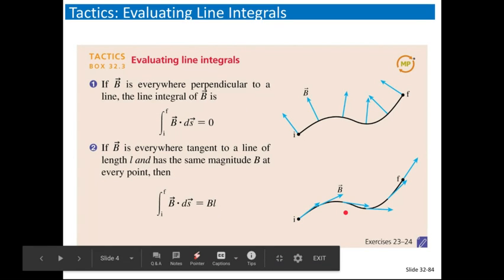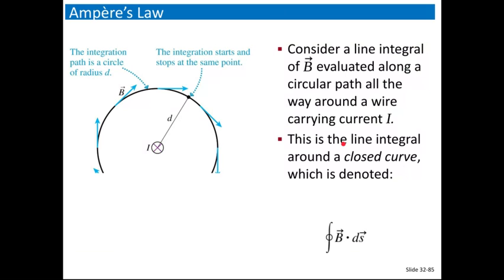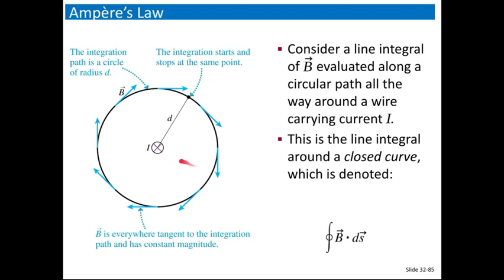Now, how do we use it not for generic paths like this, but for something we might see in magnetism? Well, it just so happens that when I have a current-carrying wire like this, and I use the right-hand rule for fields, I know that the field around this wire is nice and clockwise.